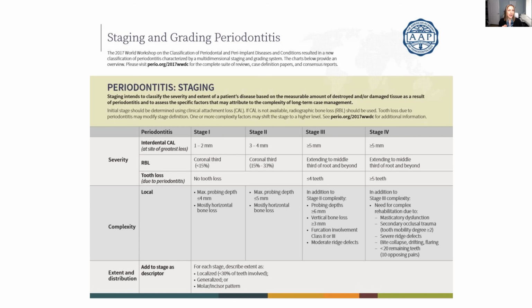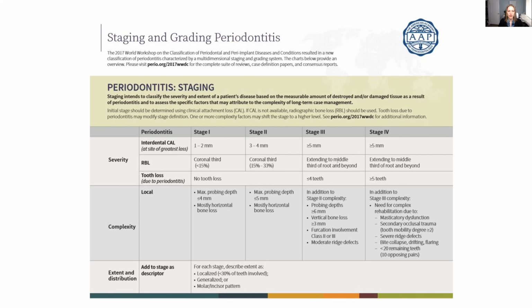I'll say that again, write this down. Stage one, and see, I still have to look. Stage one, pockets are 4 millimeters. Stage two, pockets are 5 millimeters. Stage three, pockets are 6 millimeters. Stage four, 7 millimeters or more. And then you have to determine the bone loss from the x-rays. Tooth loss, we go into that a bit more later on. I will explain that after we talk about either grade A, B, or C.